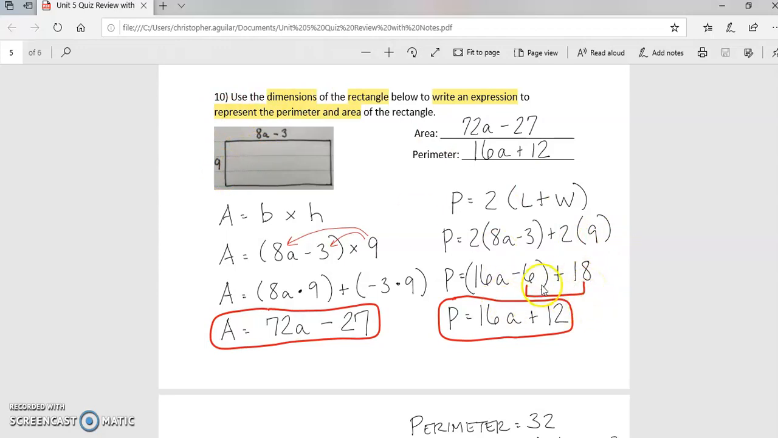So now the only thing left to do is combine like terms. There's nothing to combine the variable with, so it's just 16a. But negative 6 plus 18, they're both regular numbers, so I can combine those. 18 minus 6 is positive 12. So my perimeter is 16a plus 12. That's what happens when I add all the sides together.